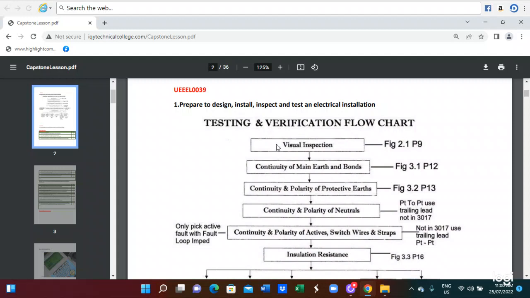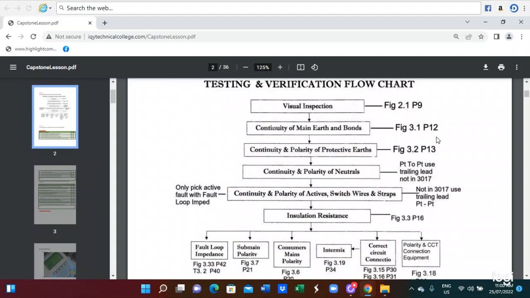Firstly, you have to inspect, you have to do the visual inspection. Visual inspection is whether your installation and electrical connections are all okay or not. Also, you have to inspect for any defect, any risk of damage, and any clearance from danger. Visual inspection is an important aspect.